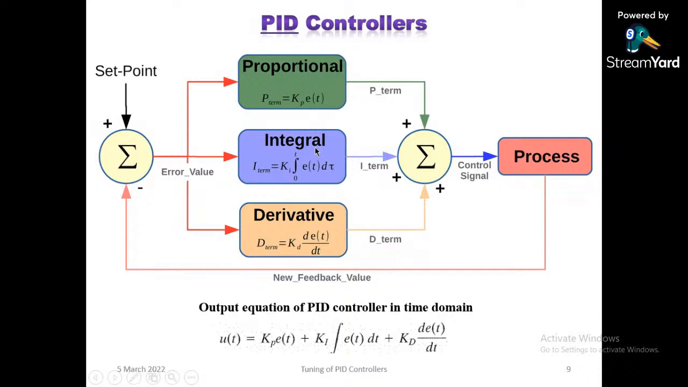Now regarding integration, it will take the integration of that error. You can see Ki is the integral gain, and it will integrate the error signal over 0 to t. Okay? And similarly, derivative: you can see it is taking the derivative of the error signal. Okay?